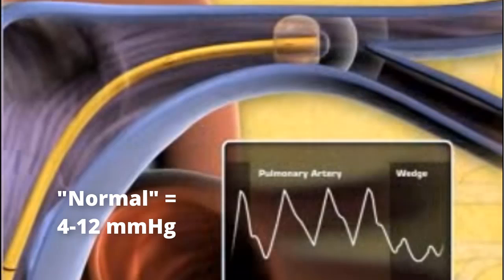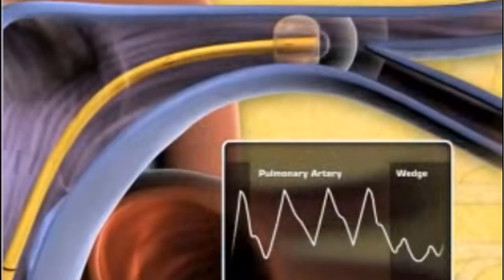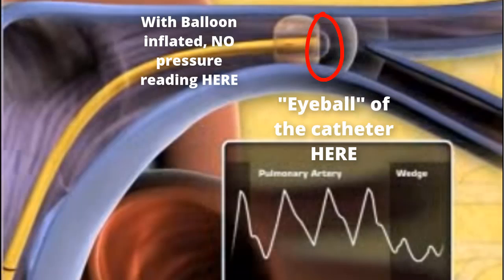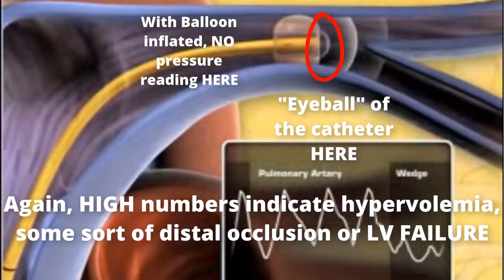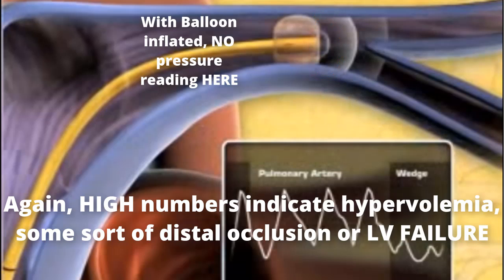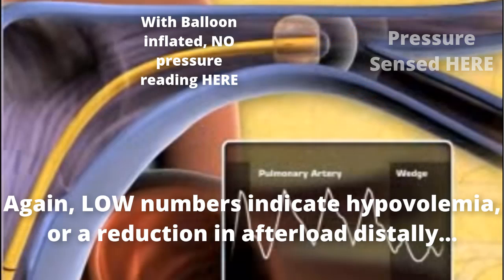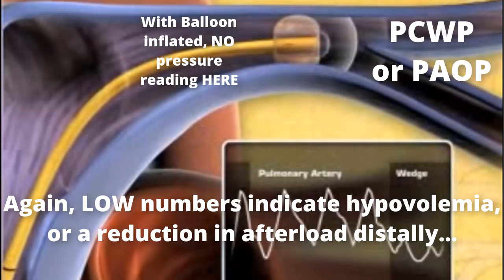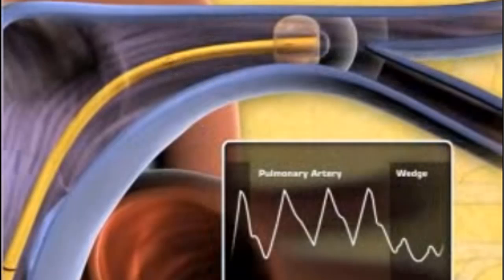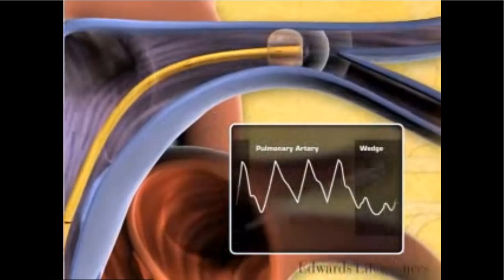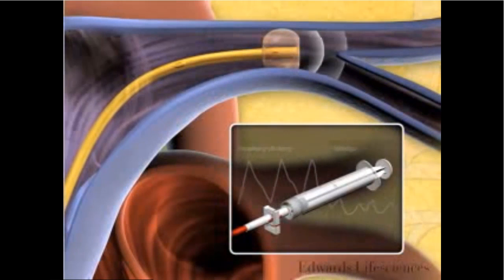Depending on the textbook that you read, that number can be anywhere from 4 to 12 millimeters of mercury for a normal. If you look, the catheter kind of has an eyeball at the end of it, and it can see through the distal portion of the pulmonary arteries to what's at the other end, which is the left atrium. So that's where we can get our left-sided preload. Again, preload, fluid, and we can get an eyeball view into the left atrium. So this number is very valuable.